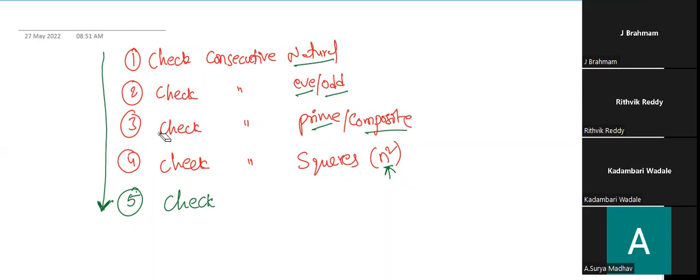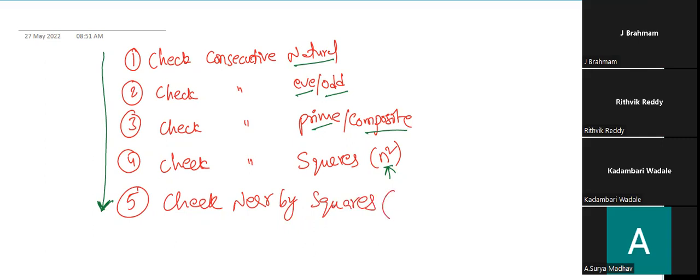nearby squares. Check nearby squares. Means in this step, we have to search for n square plus or minus 1. Not only 1, it can be 2 or 3 or 4, or it can be any number. I'm taking any number like a.